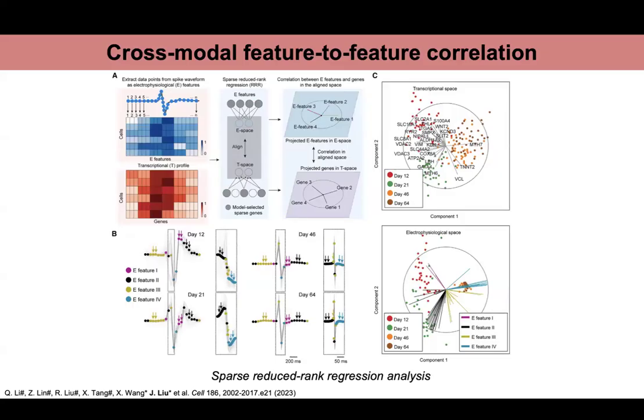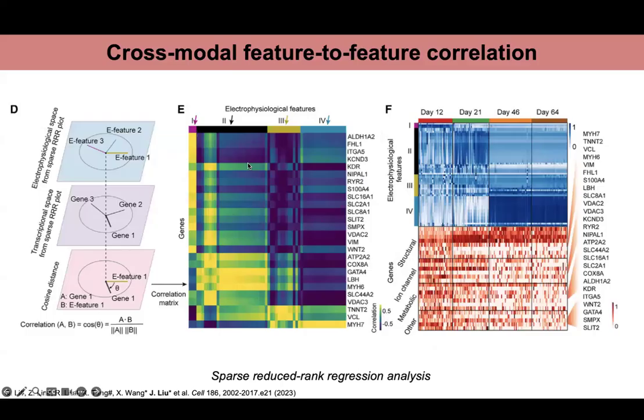We can design this very simple one-neuron, one-layer artificial neural network structure, a so-called sparse reduced-rank regression analysis. You can select the electrophysiological features in an unsupervised way and look at the correlation with the different genes throughout the development. In just one step, it can tell us what kind of gene regulation change gives rise to the different electrophysiological features.